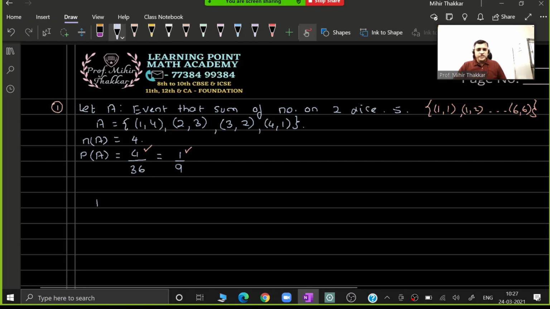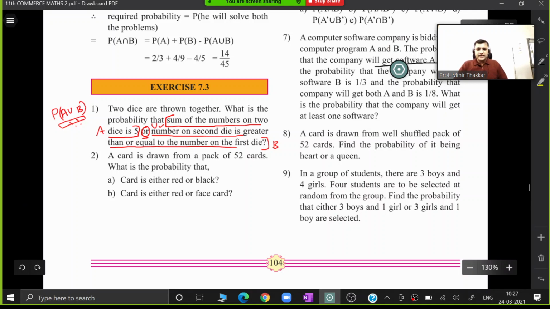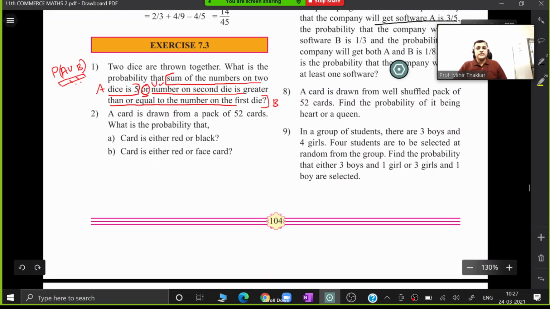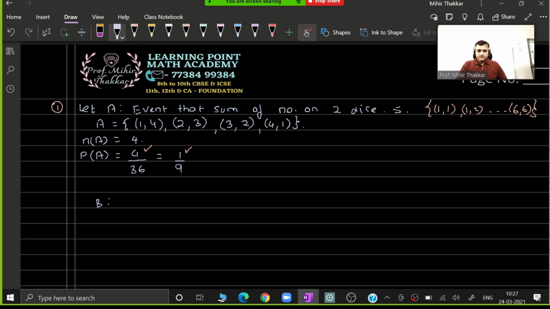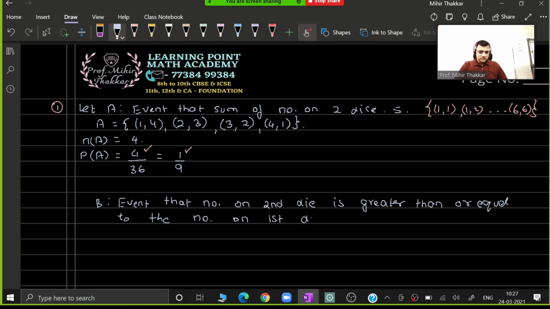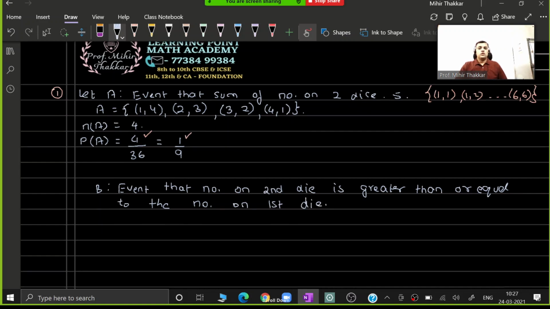Let us see what is event B. B over here says that the number on the second die is greater than or equal to the number on the first die. Event that the number on the second die is greater than or equal to the number on the first die.